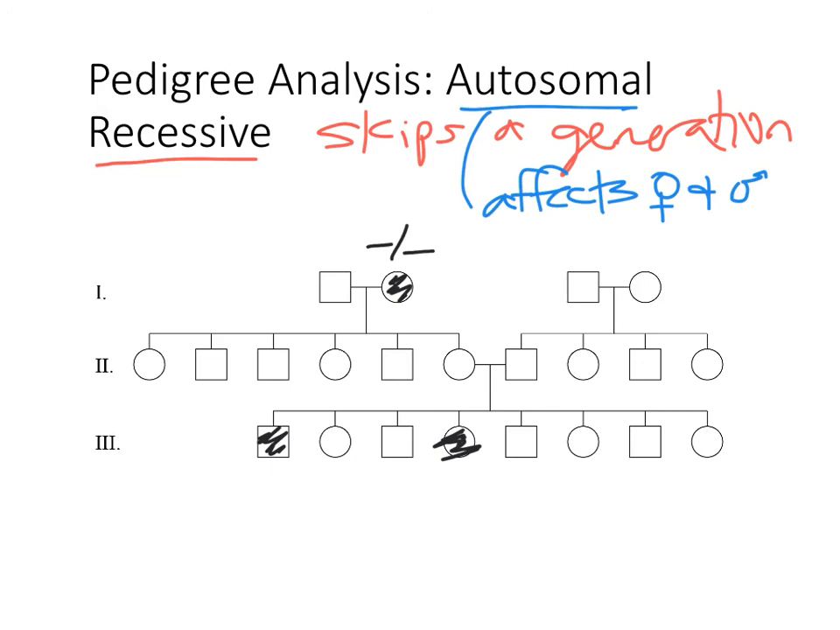What are the parents of the parents here? What do they have to be for this disease to show up again in the third generation? They both have to be carriers, plus over minus. That's the only way to get affected individuals, minus over minus, back in the third generation. So we can predict that both of those individuals are carriers. I'm horrible at half filling in circles and squares.